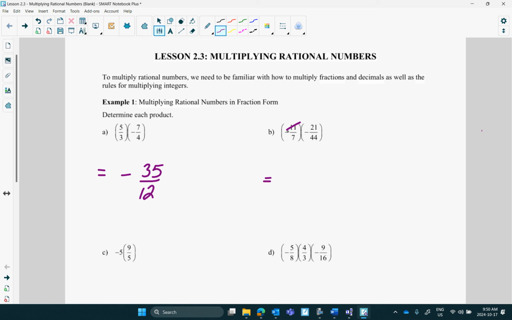11 and 44. What can we divide both by? 11 divided by 11? 44 divided by 11? 4. So we were able to reduce those. Is there another pair? Yeah, you can reduce 7 and 21. Dividing both by 7, so 7 divided by 7 is 1. 21 divided by 7 is 3. So now look at your new numbers and multiply the numerators and denominators. 1 times 3 is 3. Over 1 times 4 is 4.